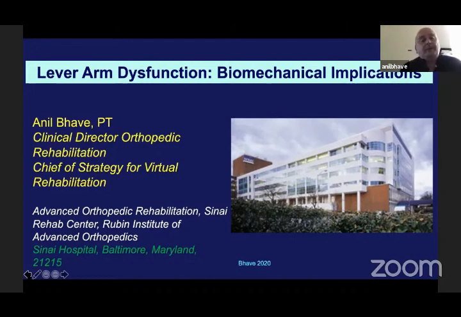Well, what happens with the human body, since it's not a 2D structure but a 3D structure, is that any rotation, any varus valgus, or any lack of range of motion will change the way the levers are functioning in the body and can cause what we call lever arm dysfunction. So today we're going to discuss that for patients with spasticity, but also specifically for patellofemoral disease, and how lever arm dysfunction matters for that. So without further ado, let's go to the first slide.